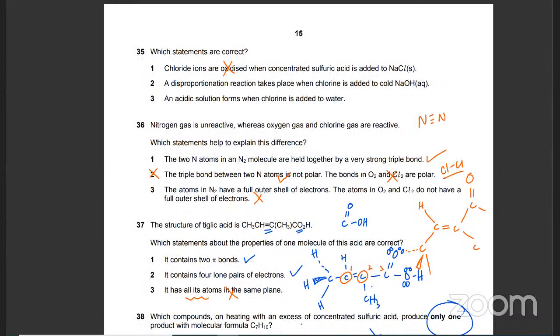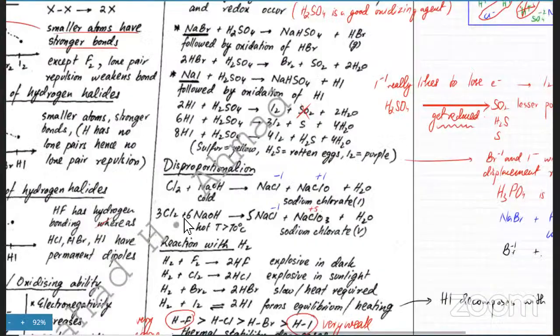So in this case, the first one, they're not oxidized. So first is wrong. A disproportionation reaction happens with chlorine with NaOH. That part is true. Whenever you have chlorine with NaOH, you get NaCl, NaClO, and H2O. If it's hot, it's going to be NaClO3.